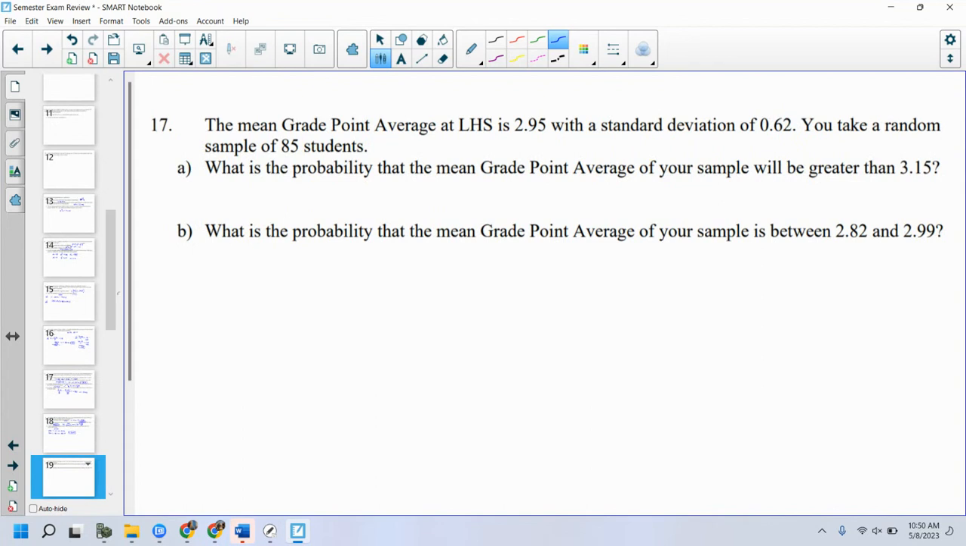The mean GPA at LHS is 2.95 with a standard deviation of 0.62. You take a random sample of 85 students. Honestly, this is the exact same thing that we just did, isn't it? Care if I skip this question? Nope. Okay. If you need to see the answer, the key is online.